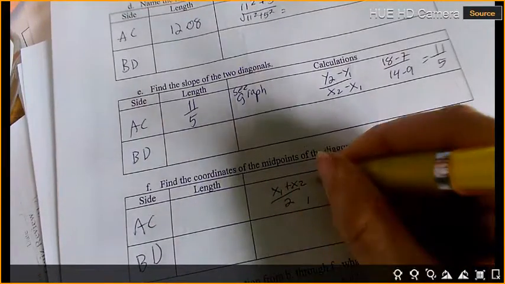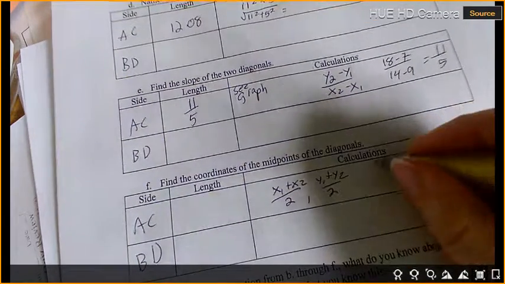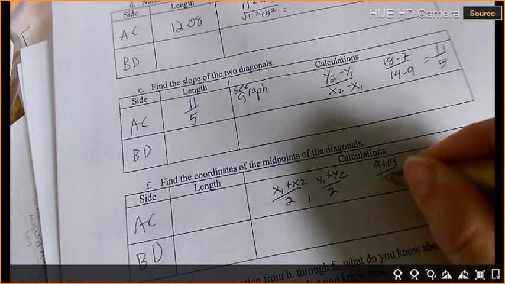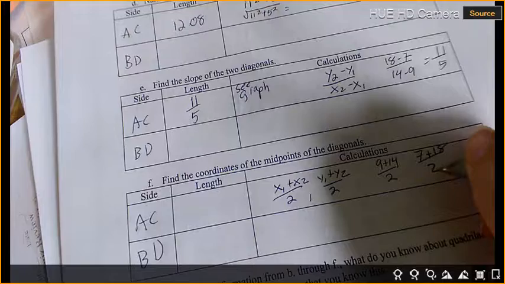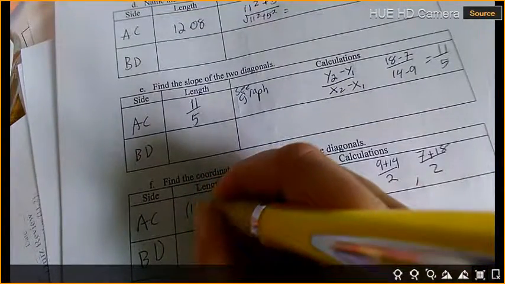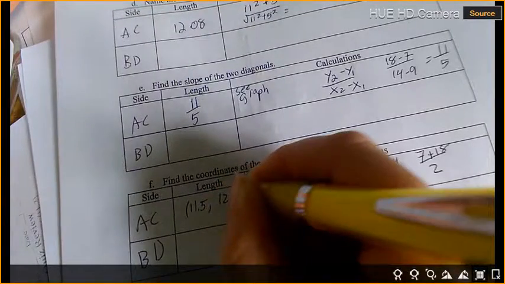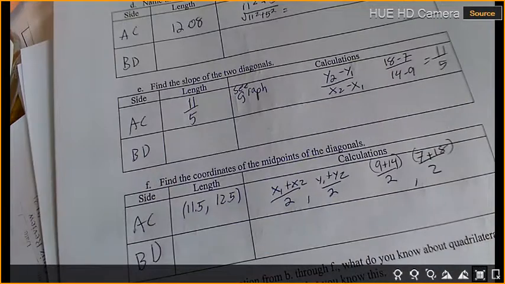Okay, midpoint. Midpoint is x1 plus x2 divided by 2, y1 plus y2 divided by 2. So that's 9 plus 14 divided by 2, comma, 7 plus 18 divided by 2. So we end up with 11.5, comma 12.5. If you put this in the calculator, you've got to do the whole top added together, then divided by the bottom.